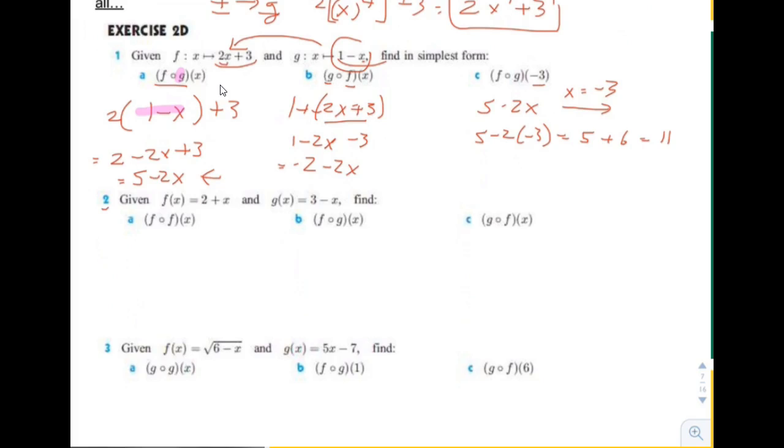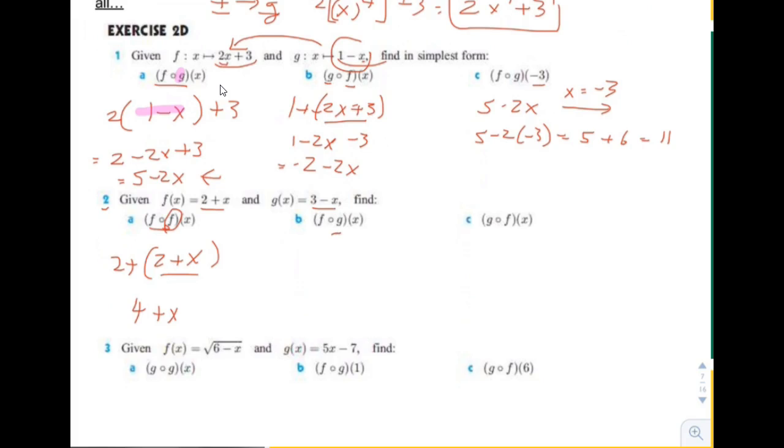2. Find f of x, given f of x equals 2 plus x and g of x is 3 minus x, find f follows f of x. So first we're going to do f, which is 2 plus x, and then we're going to put that into the input of x, which is 2 plus x. So if we simplify that, it's going to be 4 plus x.